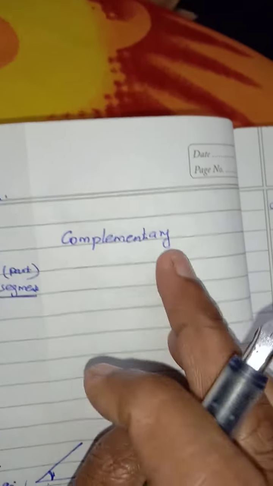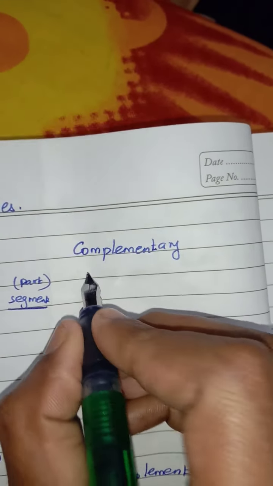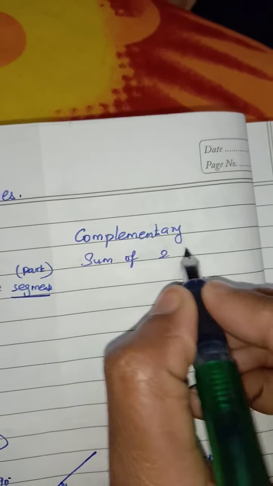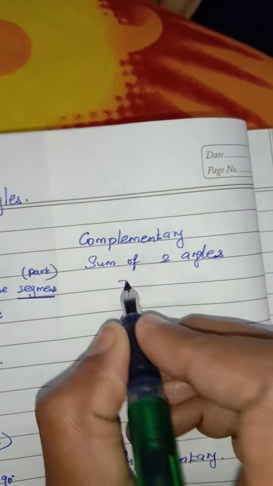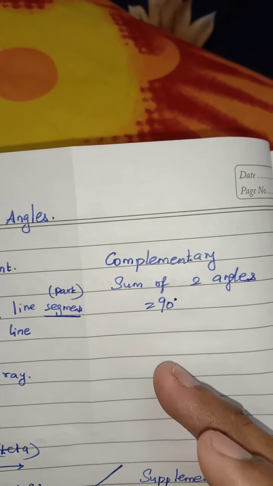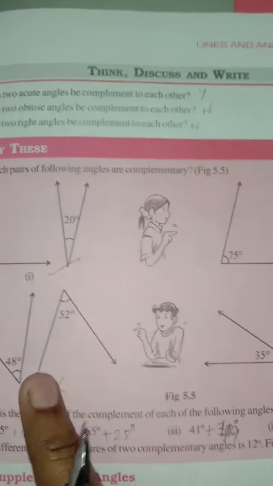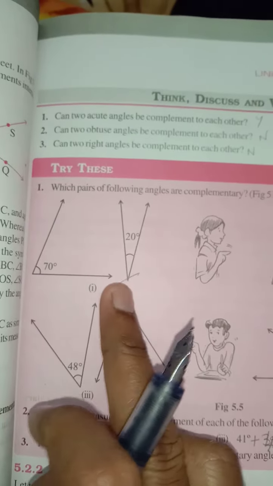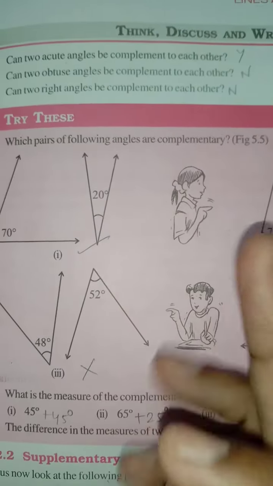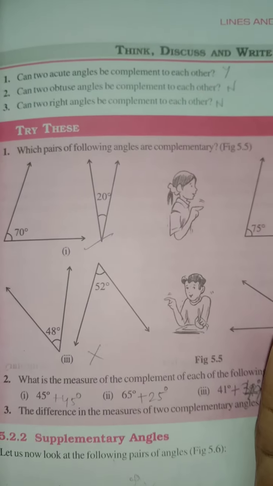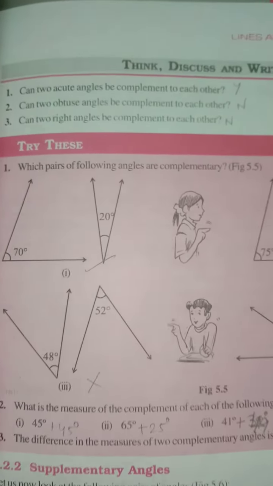Okay, so complementary angles: the sum of two angles is equal to 90 degrees. When we add two angles and get 90 degrees, we can tell it is a complementary angle. So look at these diagrams. Few diagrams are given. Two pairs are given. Just add these two and check whether it is equal to 90 degrees or not. If it is equal to 90 degrees, we can tell it is a complementary angle. We say they are complements of each other. Otherwise it is not a complementary angle.